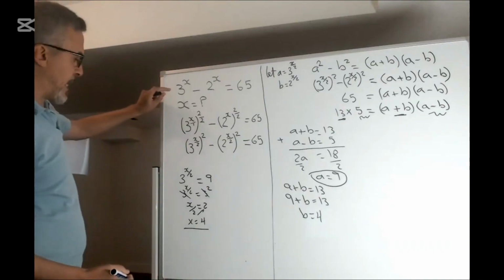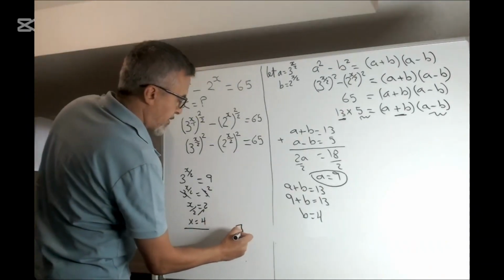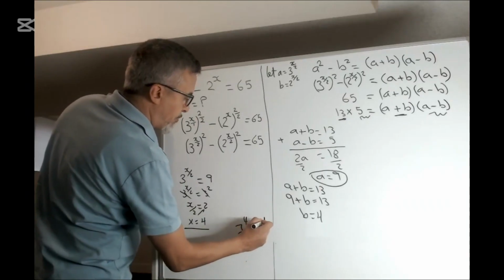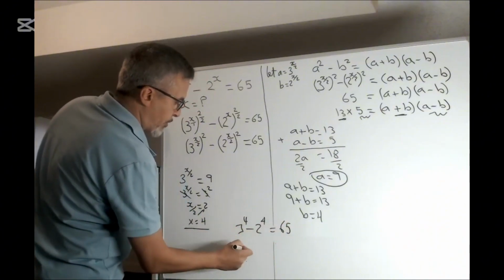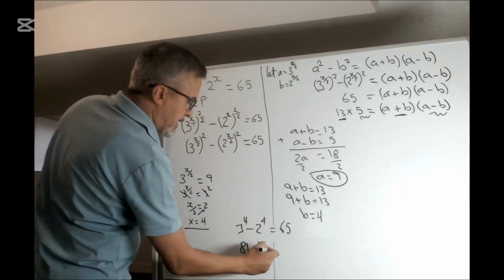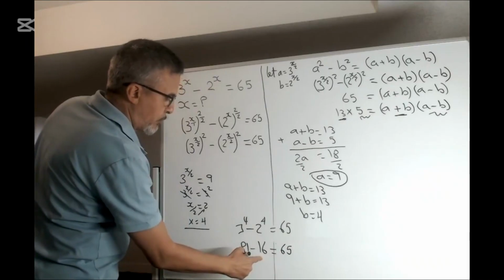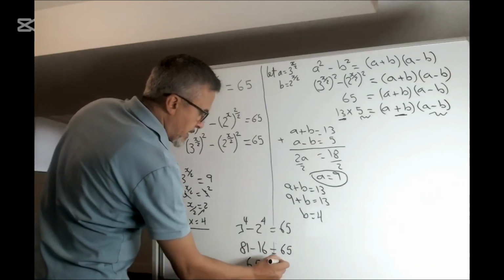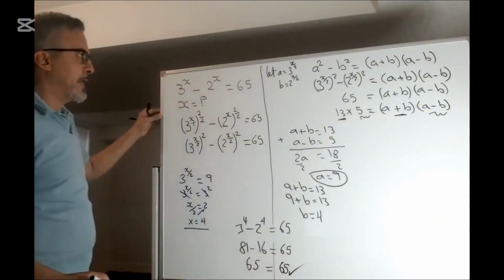We're going to go back and check if that works in the original equation. So now we have 3 to the power of 4 minus 2 to the power of 4, and that should equal 65. Now 3 to the power of 4 is 81, minus 2 to the power of 4, which is 16, equals 65. And 81 minus 16 will give me 65 equals 65. Check.